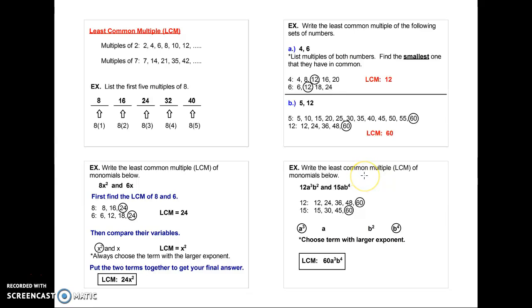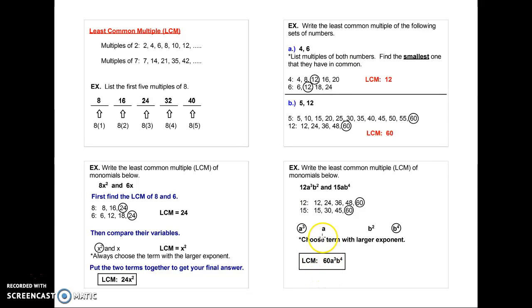In this next example, we still have monomials. They're a little bit larger this time, but it's the same process. Start with just your coefficients, so the 12 and the 15. Listing out the multiples of 12, we have 12, 24, 36, 48, and 60, right? And we could keep going as long as we needed to, but we stopped there because multiples of 15 are 30, 45, and 60. So 60 is the smallest common multiple, okay? So that is going to be part of our answer.